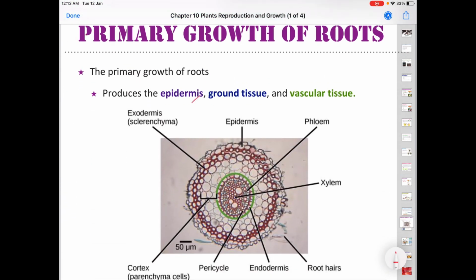Okay, the primary growth of roots produces the epidermis, the ground tissue, and the vascular tissue. Vascular tissue is very common. You already know the xylem and phloem. So this xylem and phloem actually belong to vascular tissue. For ground tissue, normally you know parenchyma cell, collenchyma cell, and sclerenchyma cell. So these three cells belong to ground tissue. And the epidermis, we have two types, the periderm and epidermal.